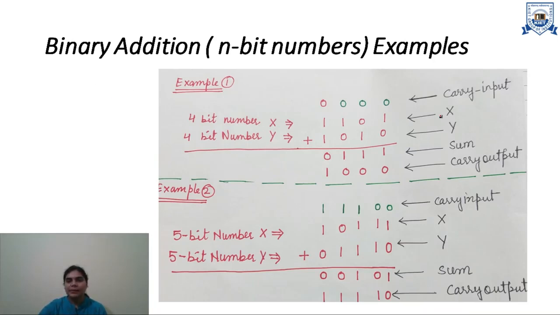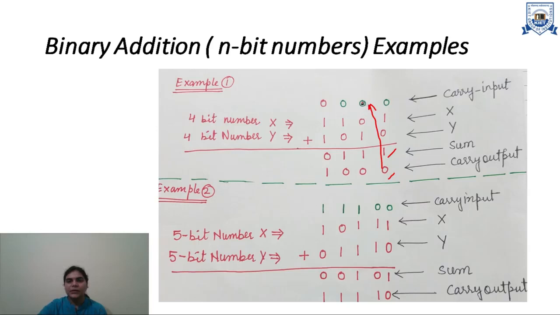In the first example, x is 1101, y is 1010. We will perform addition bit by bit. So 1 plus 0, sum will be 1, carry will be 0. This carry will go to the next stage.